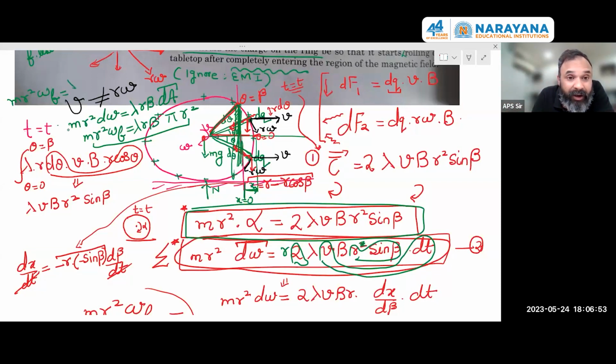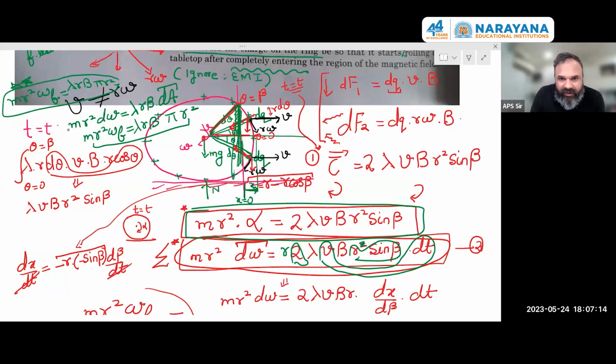That is lambda R B into pi r square. Just observe this thing carefully. A much easier way of looking into it, because that will directly give you omega final. Again, I'll explain. You got m r square into alpha is equal to this thing, then you wrote this thing as d omega by dt, dt is it.